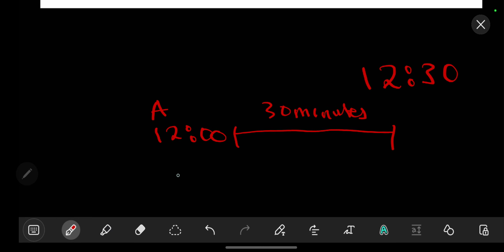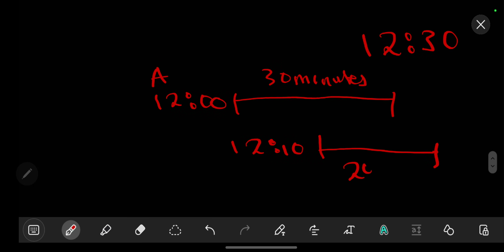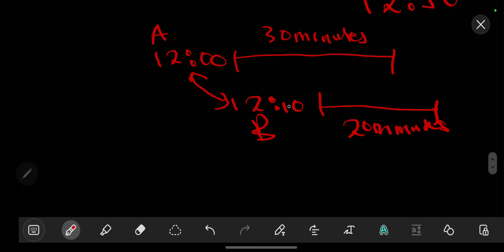Now, let's say the other person starts off at 12:10, but both of them want to reach exactly at 12:30. So from this time to 12:30, this person will have to travel for just 20 minutes. As you can see, we have a difference of 10 minutes. This one starts at 12 hours, this one starts at 12:10. So person A moves for 30 minutes, person B moves for 20 minutes. So for person B to catch person A, you have to subtract 10 minutes from the total time.